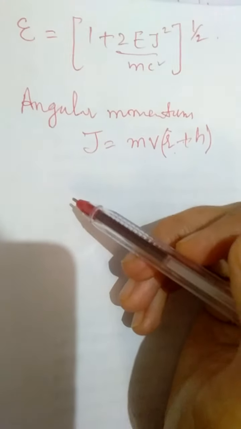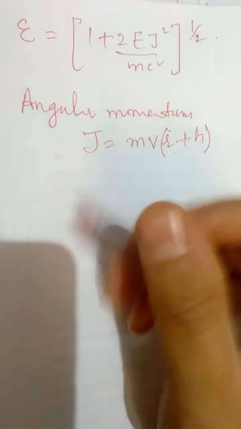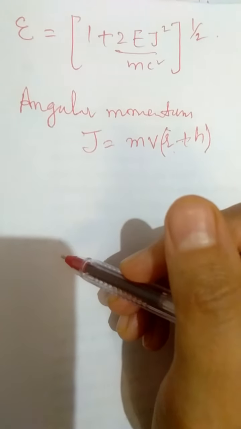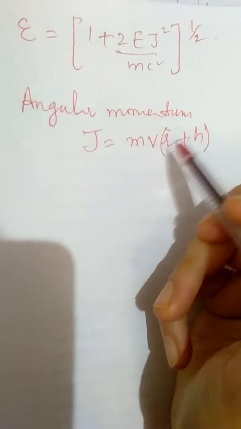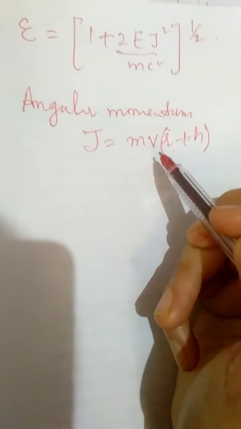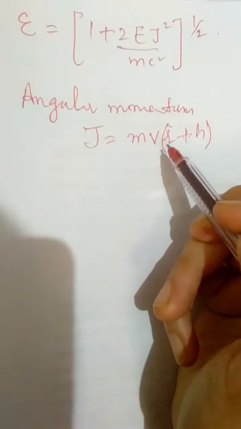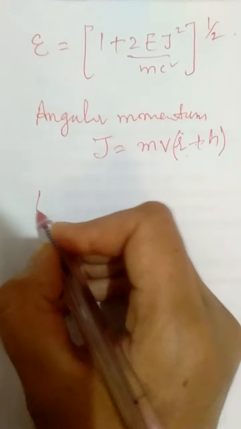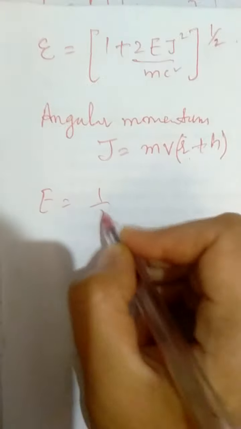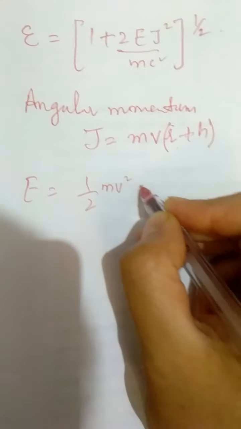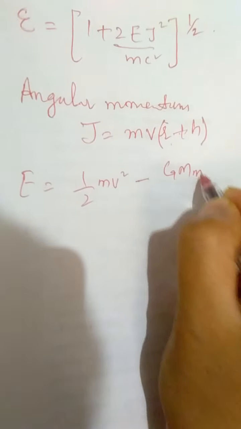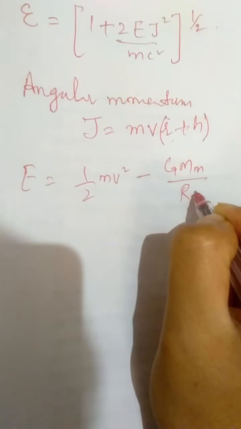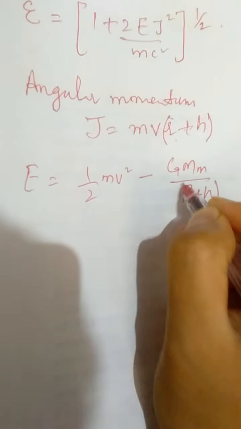Now we are purely discussing these equations in terms of the motion of a satellite. Once you have launched a satellite in space at a certain height, that height will add to the parameter of radius. So the equation of mvr will get modified to mv(r plus h). Similarly, what is the total energy of the satellite? It is half mv square minus GMm by r plus h, right?